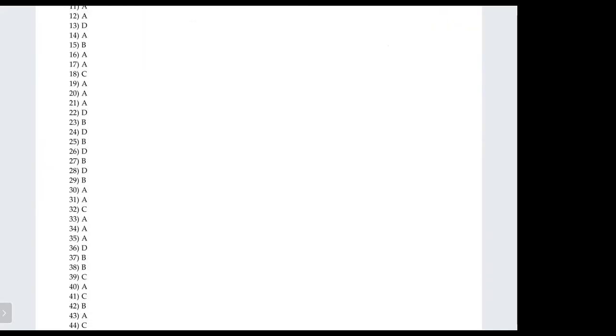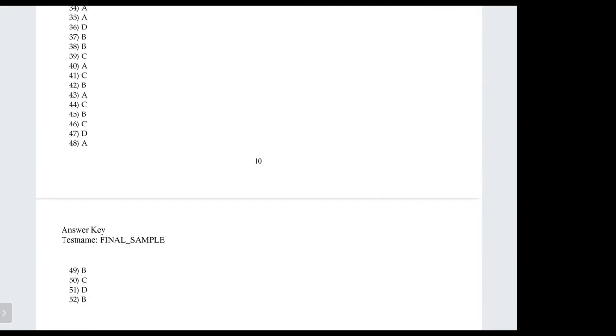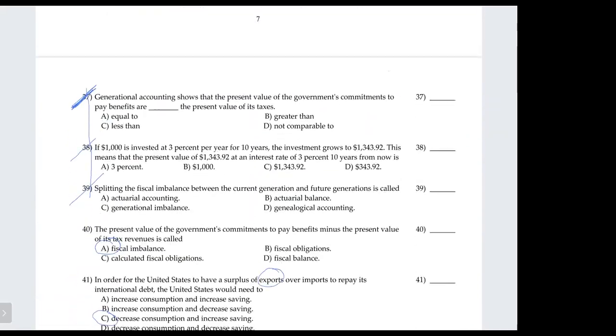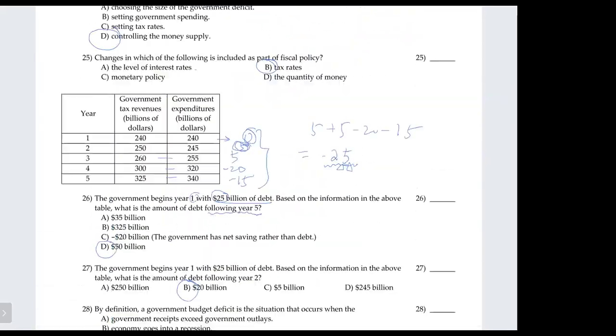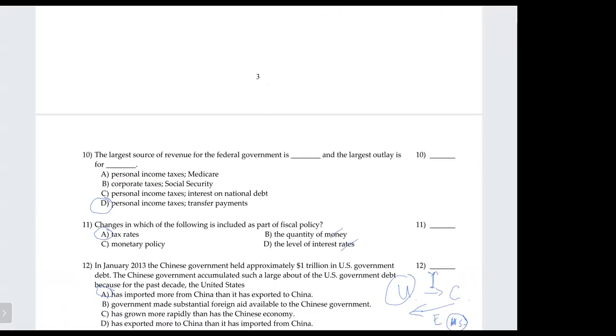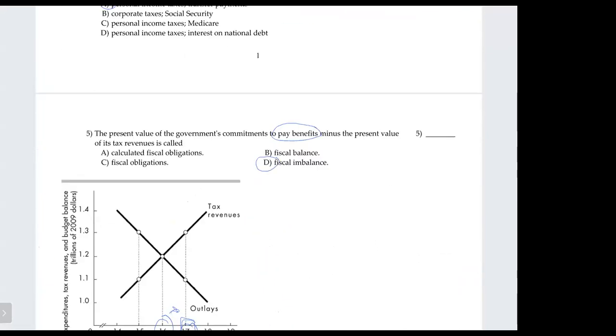So let's see what else. All the answers are listed at the end of the file. Please practice those things, and also you need to look back into chapter 22 and 26. Chapter 22 is about the GDP, and 26 is about macro relation.